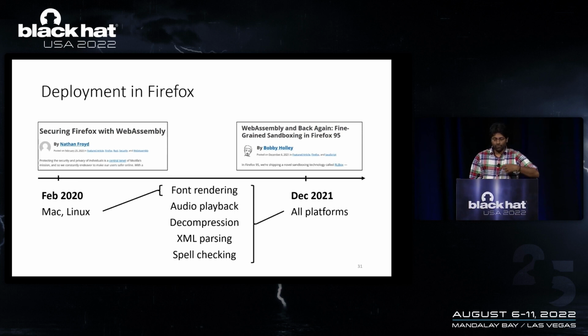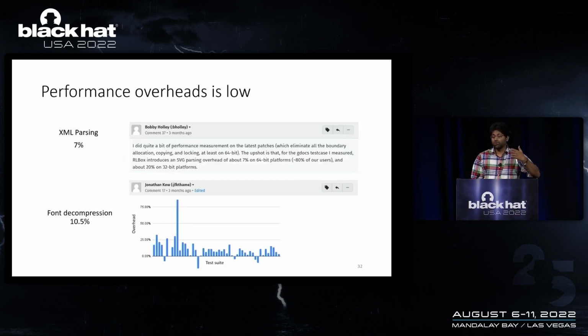And from the performance side, we also wanted to make sure that our sandboxing didn't introduce very large overheads. So we measured a couple of the high-value use cases in Firefox. So we measured sandboxing XML parsing, and font decompression. And broadly, we see that that's around 10%. And this allows us to make a security versus performance trade-off that's sensible for our application.